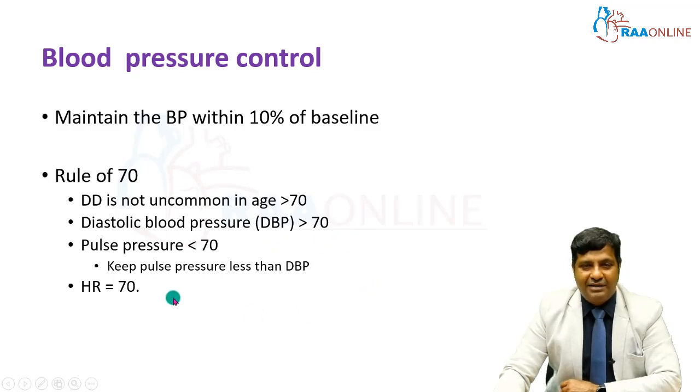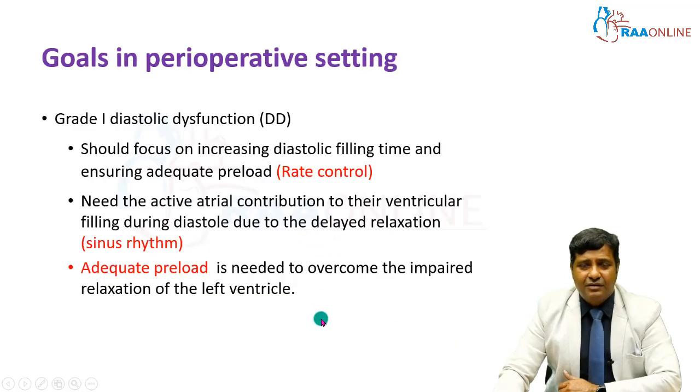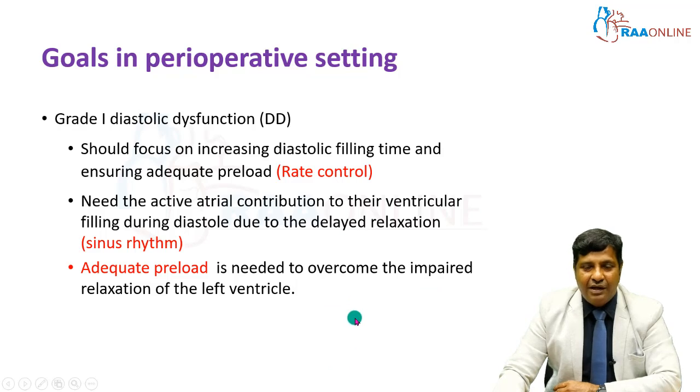Pulse pressure should be less than 70. That means the diastolic blood pressure should always be above the pulse pressure, and heart rate around 70. So as I already told you, each grade will behave separately, and we need to have a specific plan for each individual patient.